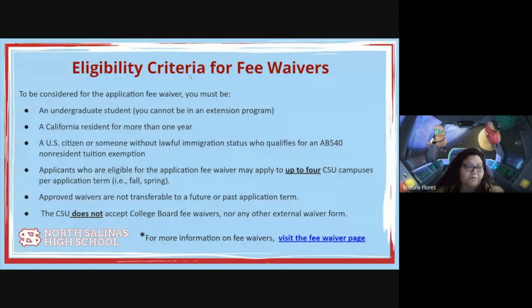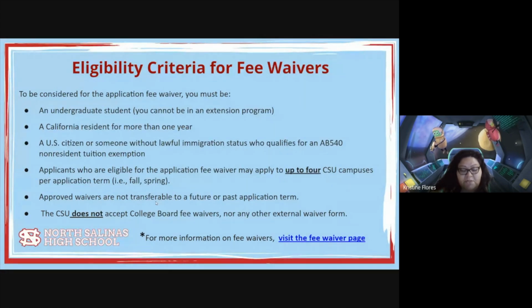Eligibility criteria for fee waivers. To be considered for the fee waiver, you must be an undergrad student, so first time freshman, California resident for more than 1 year, a U.S. citizen or someone without lawful immigration status who qualifies under the AB 540 non-resident tuition exemption. Applicants who are eligible for the application fee waiver, like I said, may apply for 4 CSU campuses per application term. And then approved waivers are not transferable to future or past application terms.